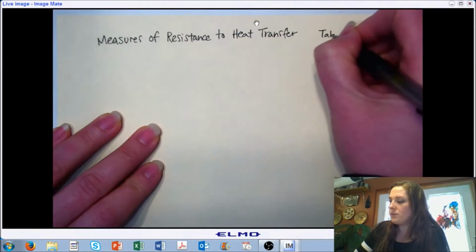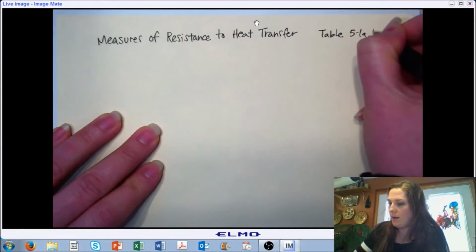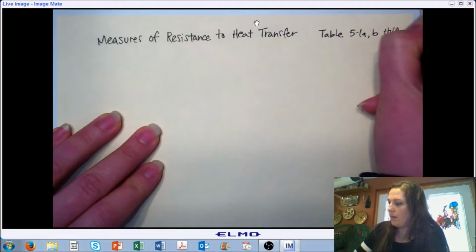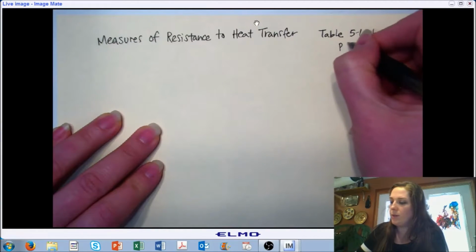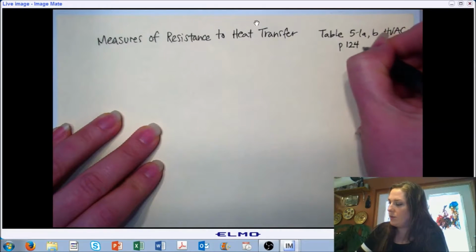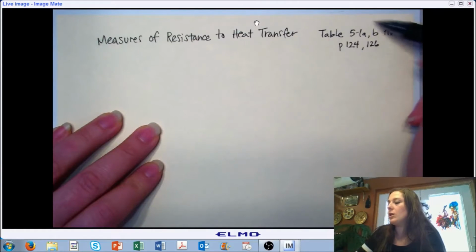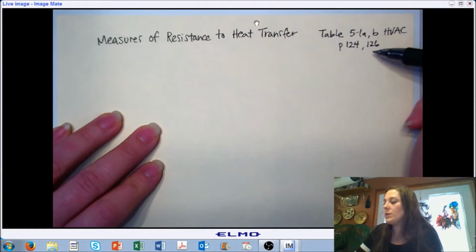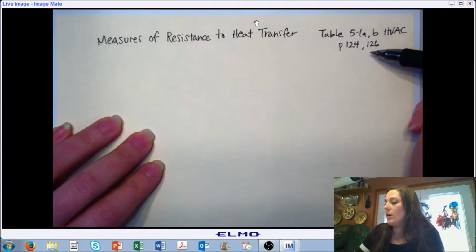In your book, you have table 5.1a and b that has a sampling of material properties that include these thermal properties. Page 124 and 126 in your book. And in class, we took a look and already worked through some examples. We will work through some examples that will use the values from this table.